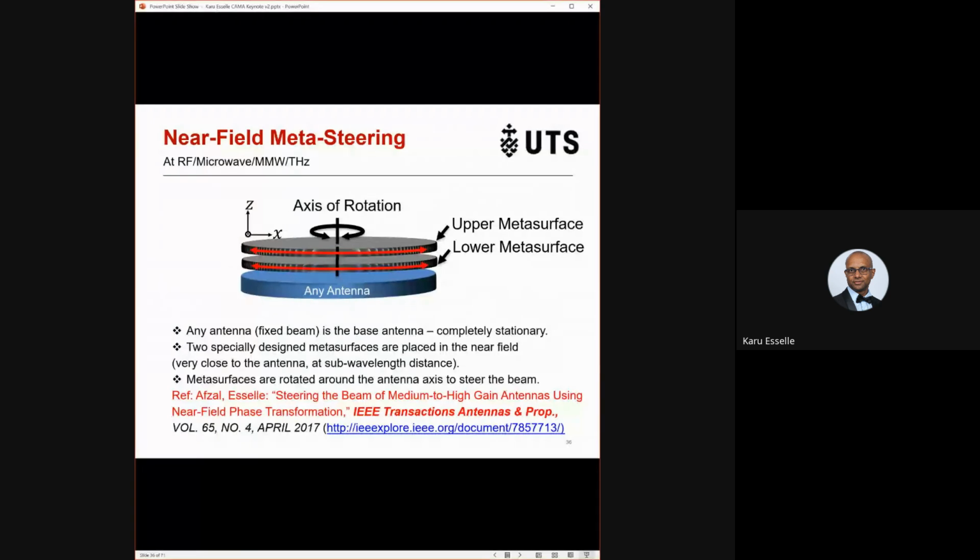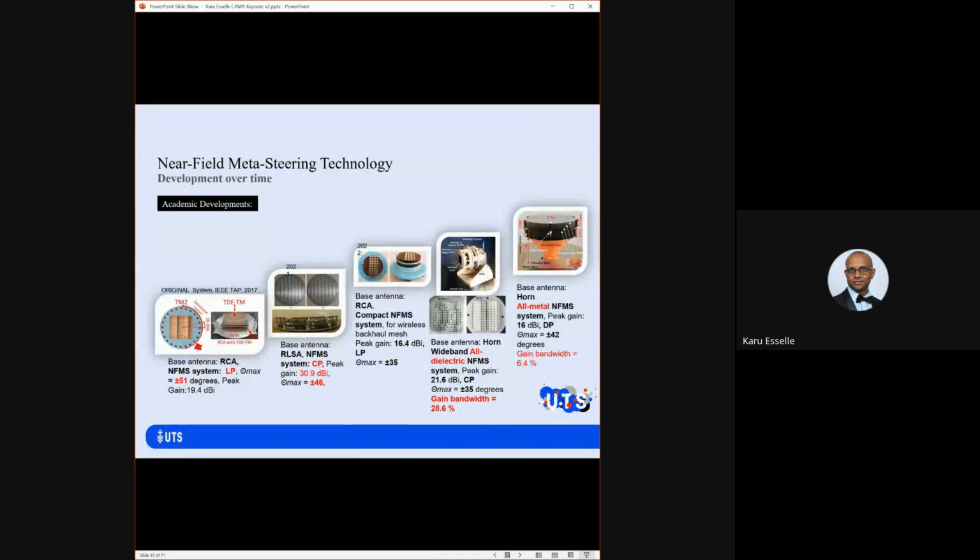Okay, then we get to steering the beam. What do you have to do to steer the beam? The second challenge was to steer the beam. So now we need these metasurfaces that have a phase gradient to tilt the beam, right? Each of them has to tilt the beam. So you need a phase gradient.